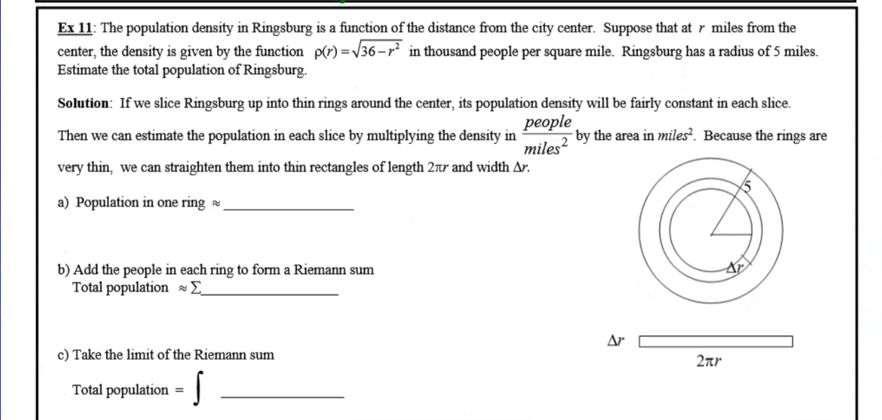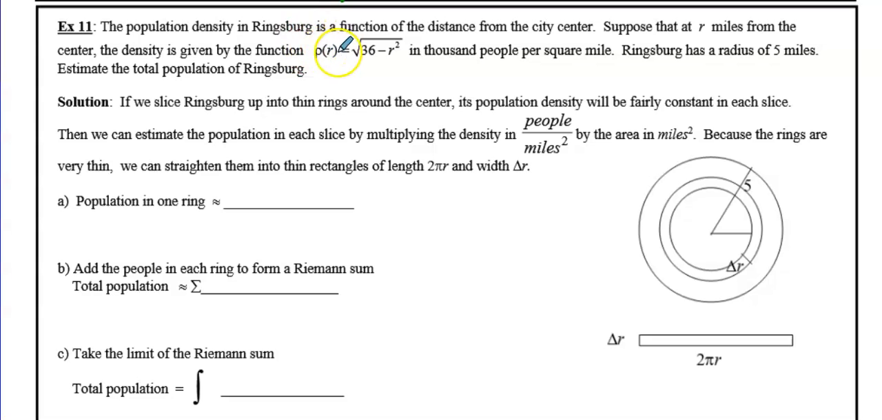Example number 11 says the population density of Regensburg is a function of the distance from the city center. What these problems essentially do is give us an idea of how our density changes as we move further out from our center. The density function is given by the square root of 36 minus r squared in thousands of people per square mile. Regensburg has a radius of 5 miles, and we want to estimate the total population of Regensburg.